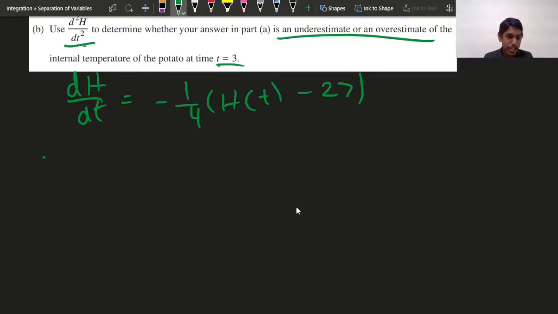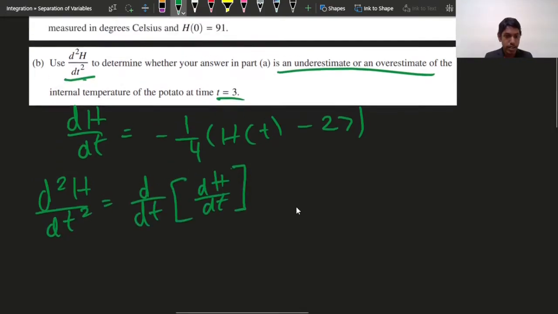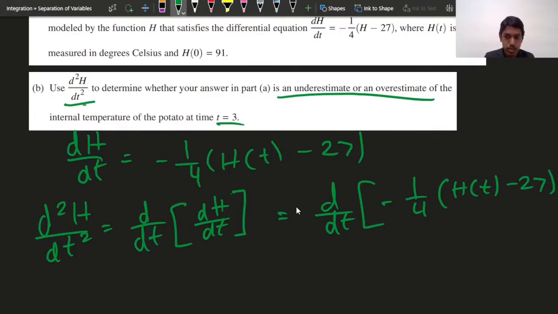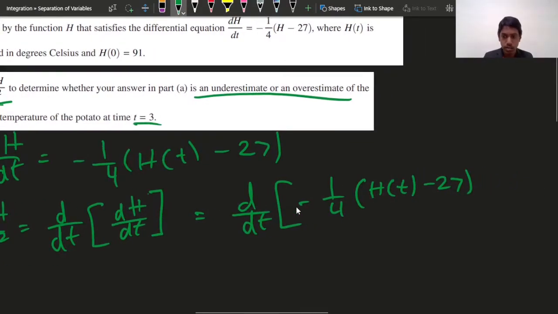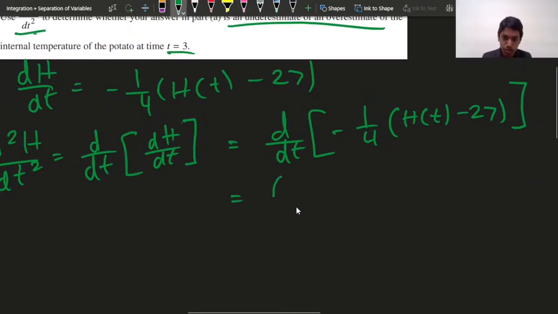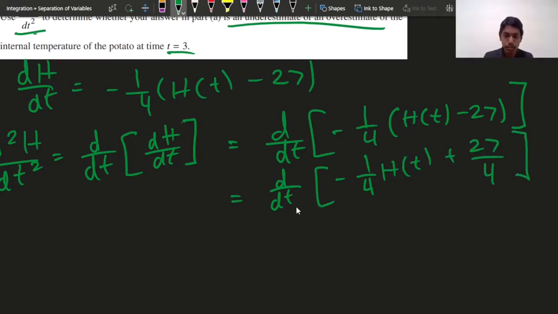And then we're going to take the second derivative. That means we've got to differentiate the first derivative, right? And then what is that? Well, you're differentiating this expression right here, h of t minus 27. Okay, so this minus 1/4, we can just expand this actually, right? So let me do that. Minus 1/4 h of t plus 27 over 4.